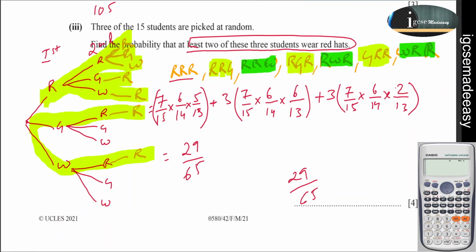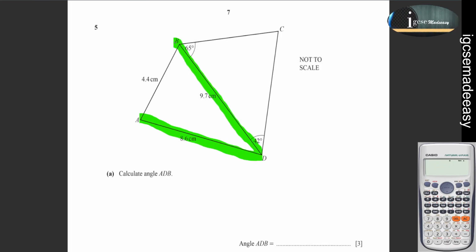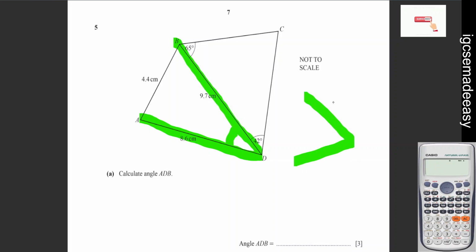So let's move on to the next part. Question number 5. Calculate the angle ADB. We can use the cosine rule to find this angle, because this is the angle that we need to find out. You should know that we can use the cosine rule when two sides are given, this side is known and this side is also known, and the in-between angle is what we have to find, right?